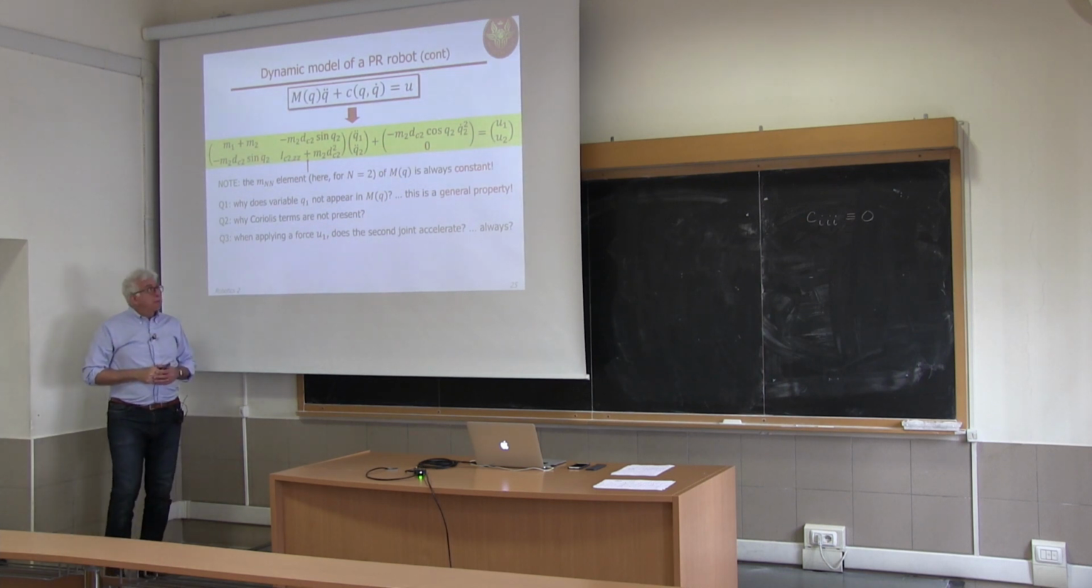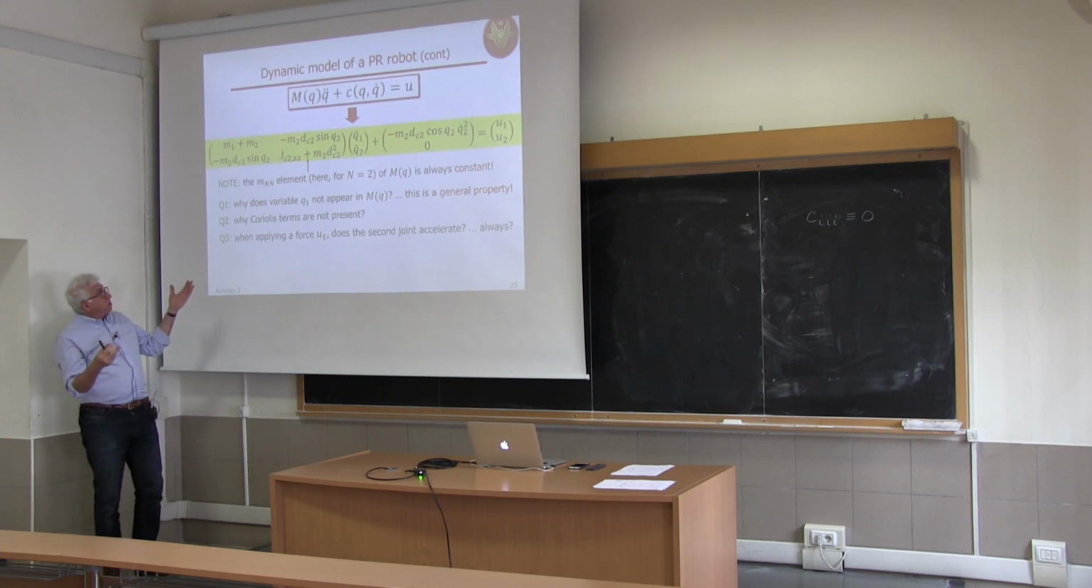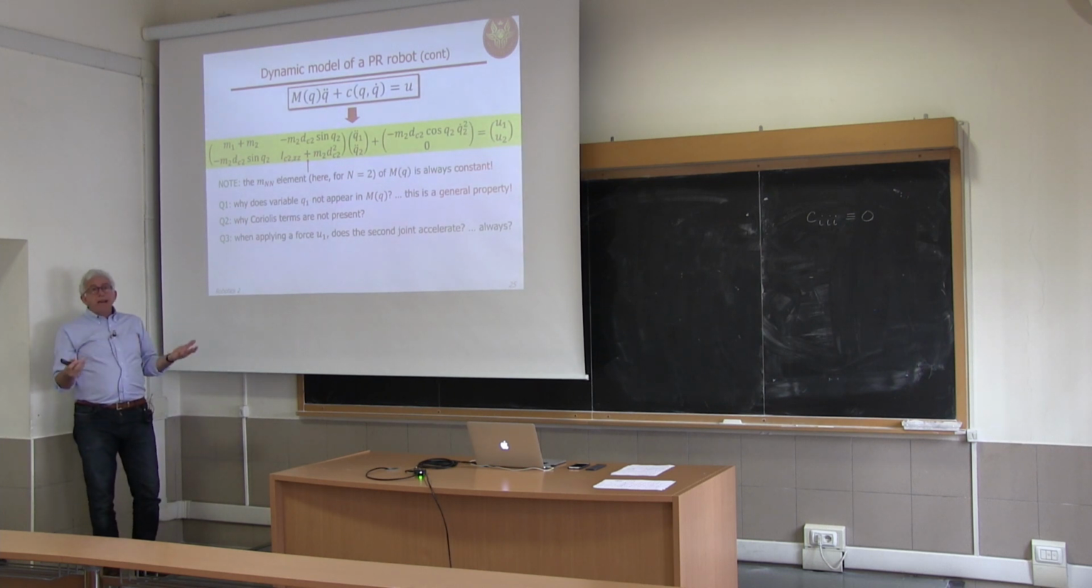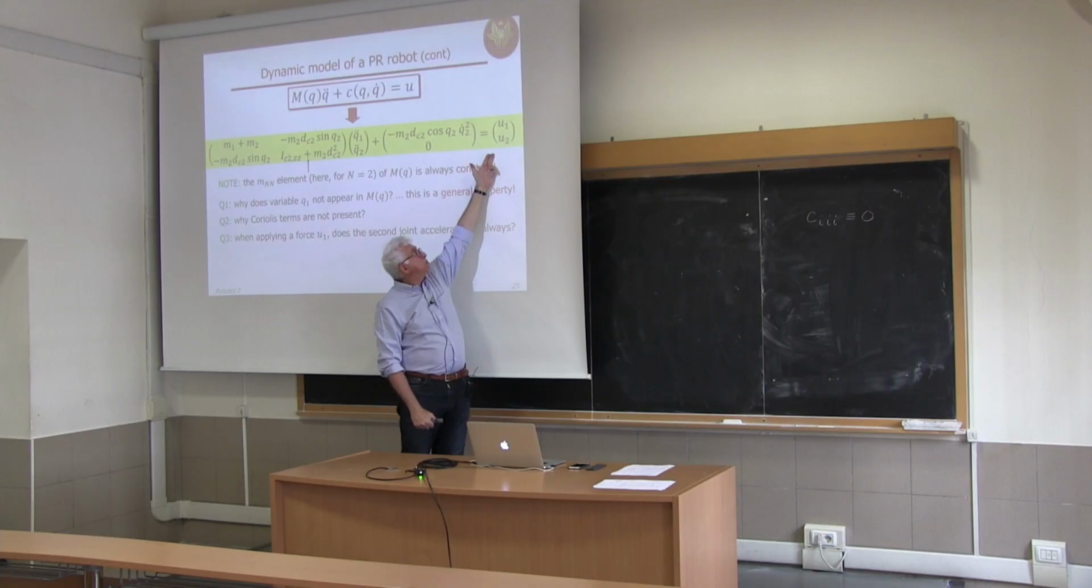Third question. Now we have this equation. We can use this equation for doing direct dynamics. So we apply here some generalized forces. Remember that U1 is associated to joint 1, which is a prismatic joint, so it's a linear force that you apply through the motors at joint 1.